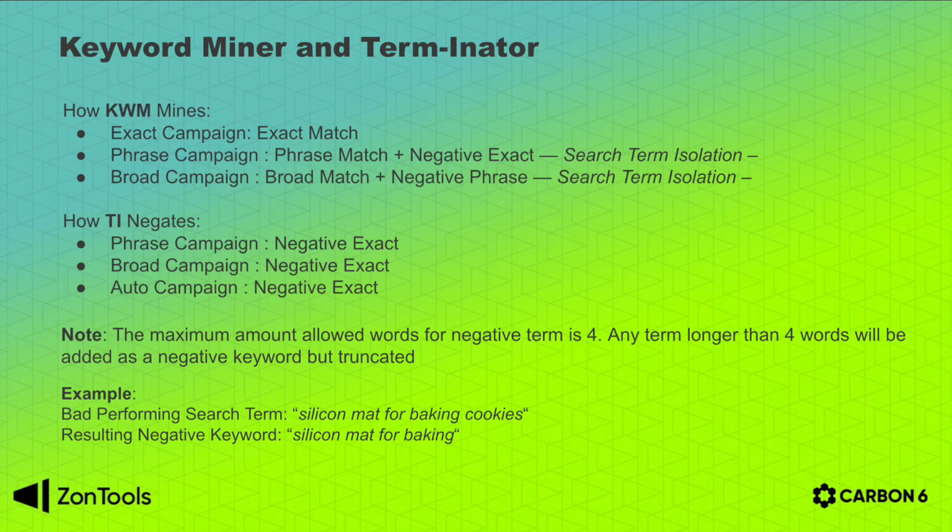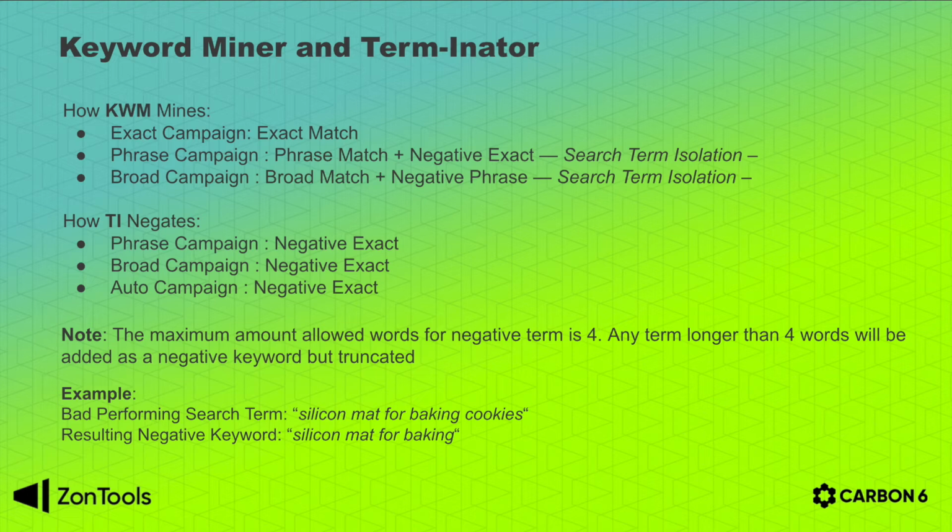For exact campaign, the match type is exact match. For phrase campaign, match type is phrase match, and negated as negative exact for our search term isolation strategy. And for broad campaign, the match type is broad match, and negated as negative phrase for our search term isolation strategy. Now with terminator, how are search terms negated? For phrase campaign, we negate it as negative exact. For broad campaign, negative exact, and lastly, for auto campaign it is also negated as negative exact match.